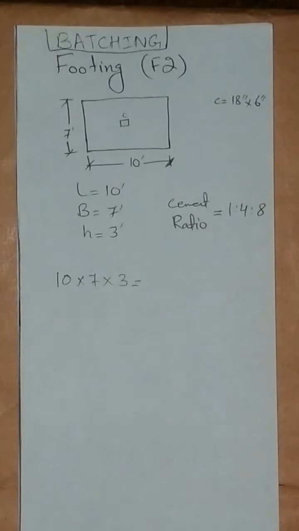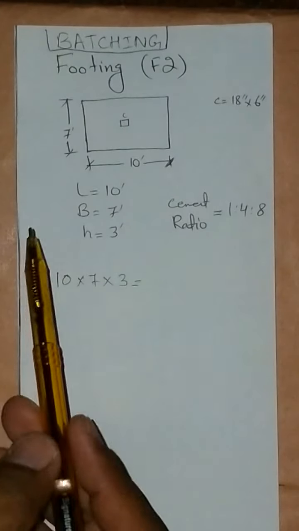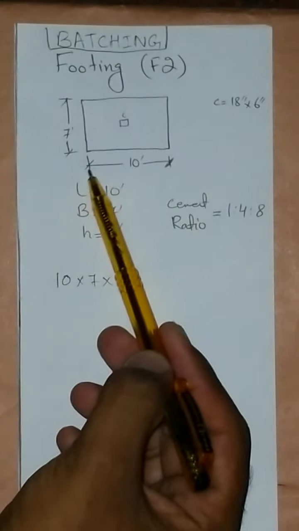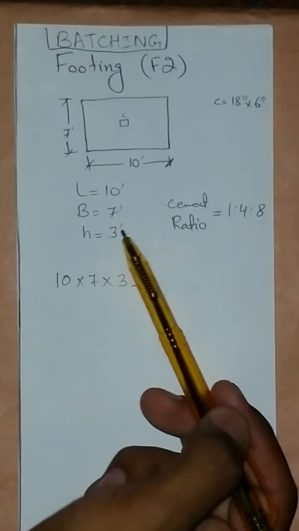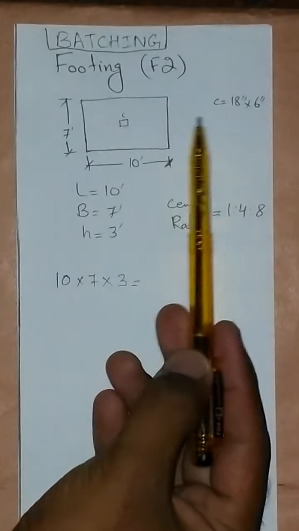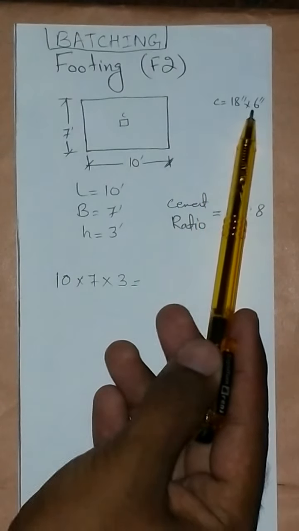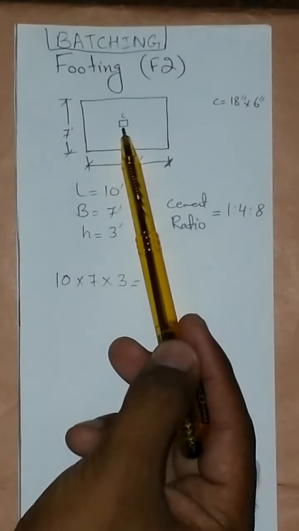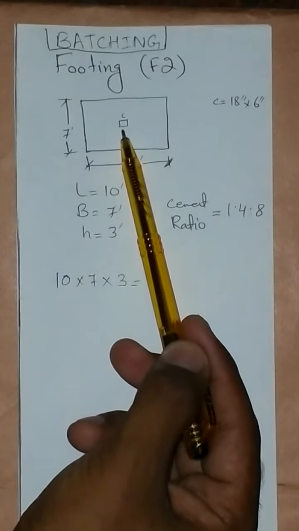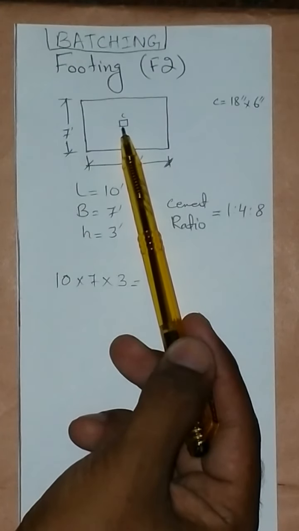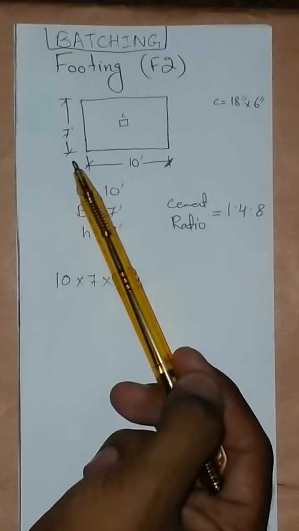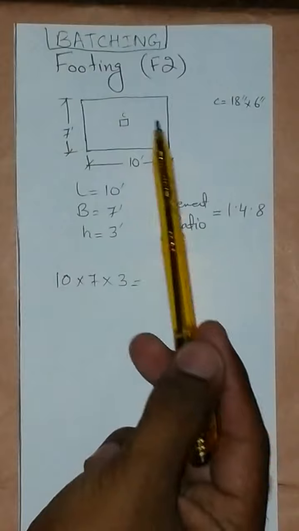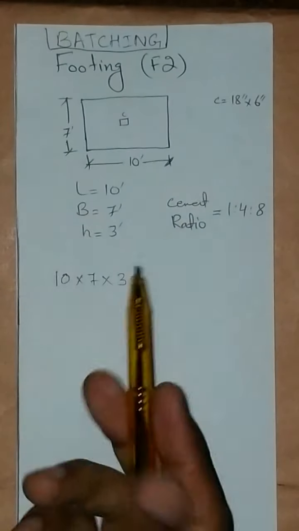Here, for example, we are taking the example of a footing having this size. This is the plan of the footing having length of 10 feet, breadth of 7 feet and height or depth of 3 feet. Here is the column, say 18 inch by 6 inch. For the column, there will only be steel bars, no formwork. So we will ignore the size of the column and take the whole footing for this calculation.